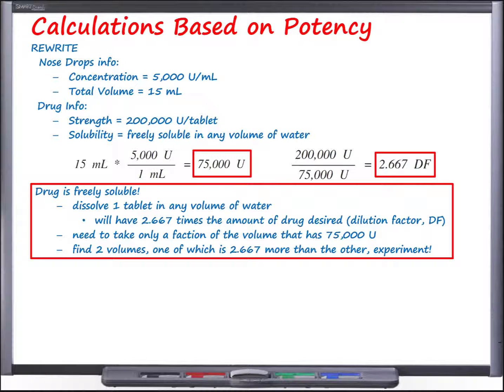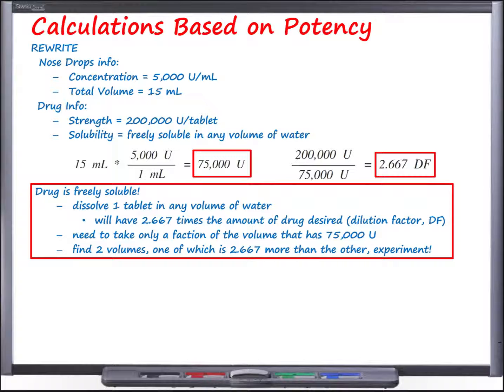Now, how am I going to deal with it? The idea of an aliquot. And with this aliquot, what's very important to understand to be able to set this up is to keep in mind that this drug is freely soluble. So I can dissolve that one tablet with the 200,000 units in any volume I want. Okay, any volume. But whatever volume that is, I need to remember that volume will have 2.667 times too much drug. So I don't want that full volume. What I want is to take back only a fraction of that volume, and that fraction is the volume that will only have 75,000 units.